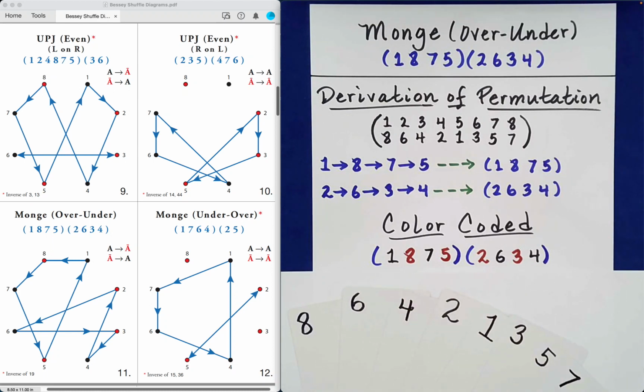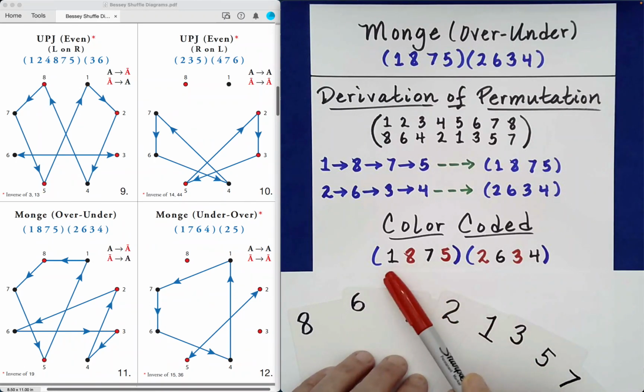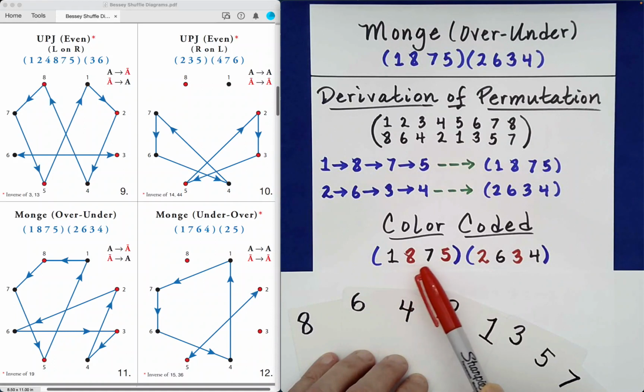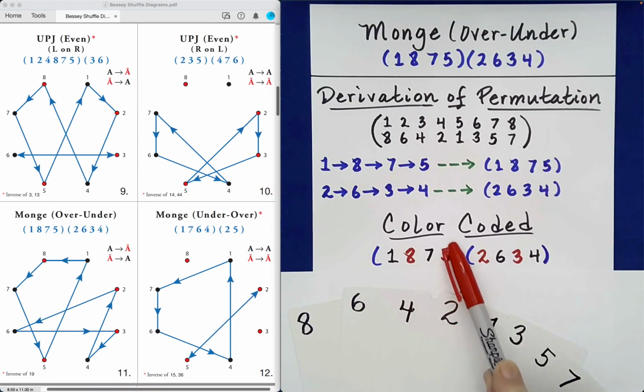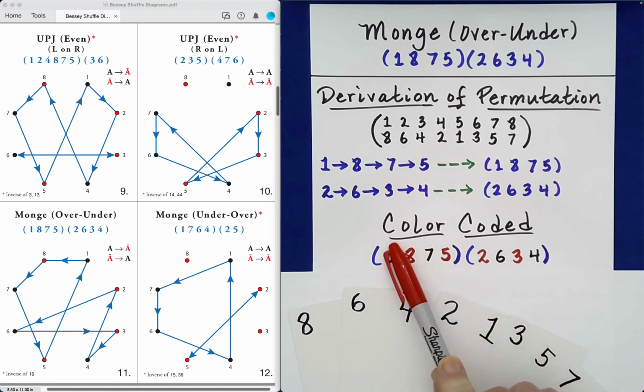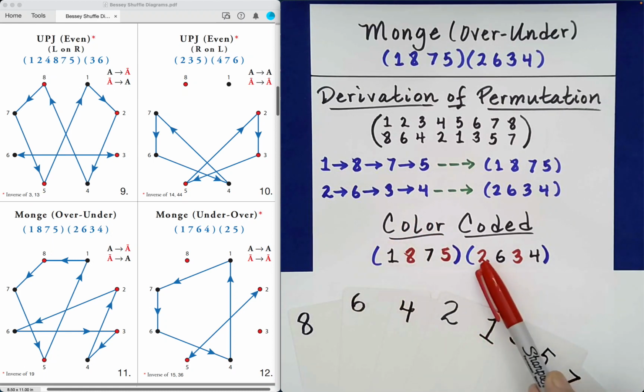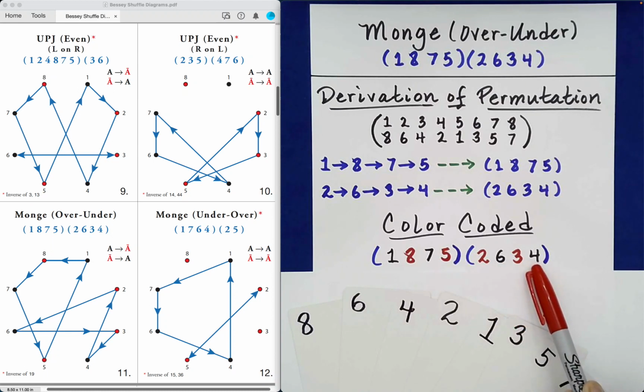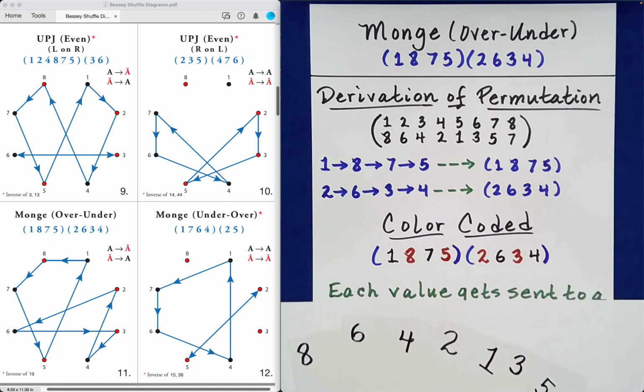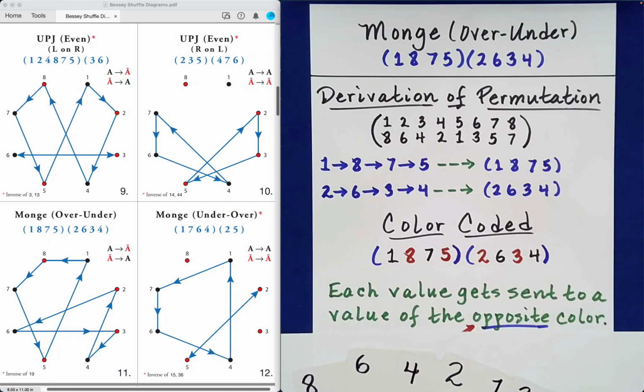So what this will mean then is what was in position 1, so black 1 goes to red 8 goes to black 7 goes to red 5. This wraps around and goes to black 1. Red 2 goes to black 6, which goes to red 3, which goes to black 4, which gets sent to red 2. So inversion has indeed occurred. Each value gets sent to a value of the opposite color.